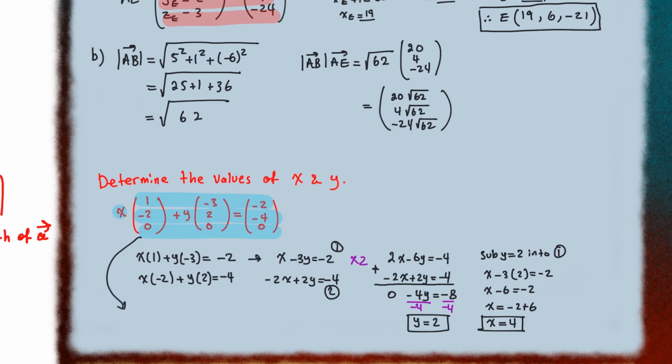We can check this for the z components. In this case, 4, which is our x value, multiplied by 0 plus 2, which is our y value, times 0 equals 0. And that makes sense.